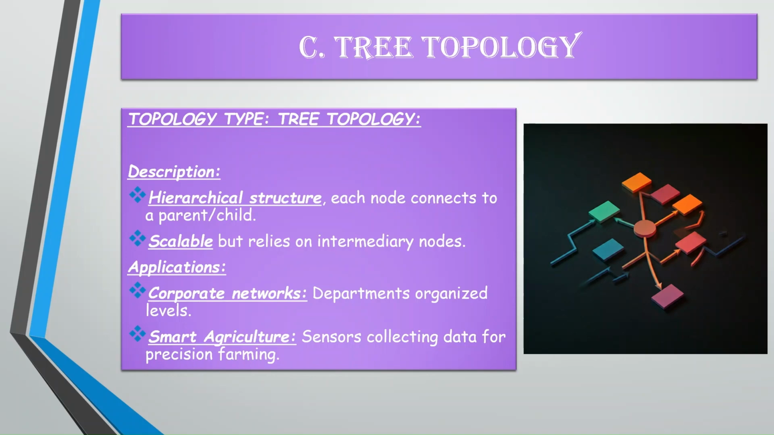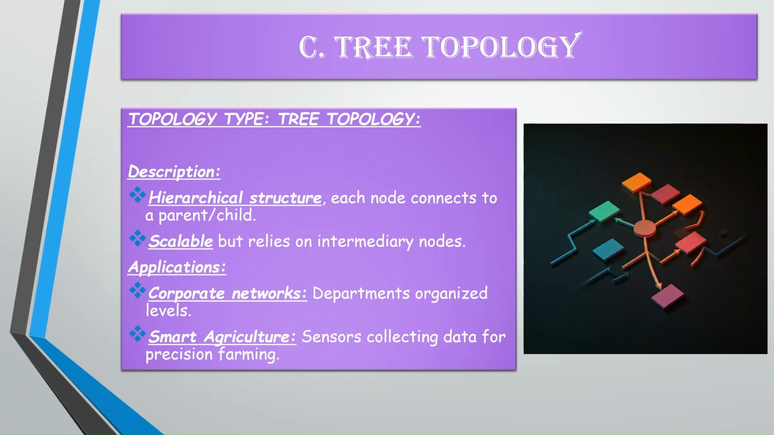Departments can be organized in a hierarchical structure, with the root node representing the central management team. Smart cities: sensors and devices can be deployed in a tree-like structure to monitor various aspects of urban environments. By understanding the tree topology, we can appreciate its advantages and limitations in different IoT scenarios.